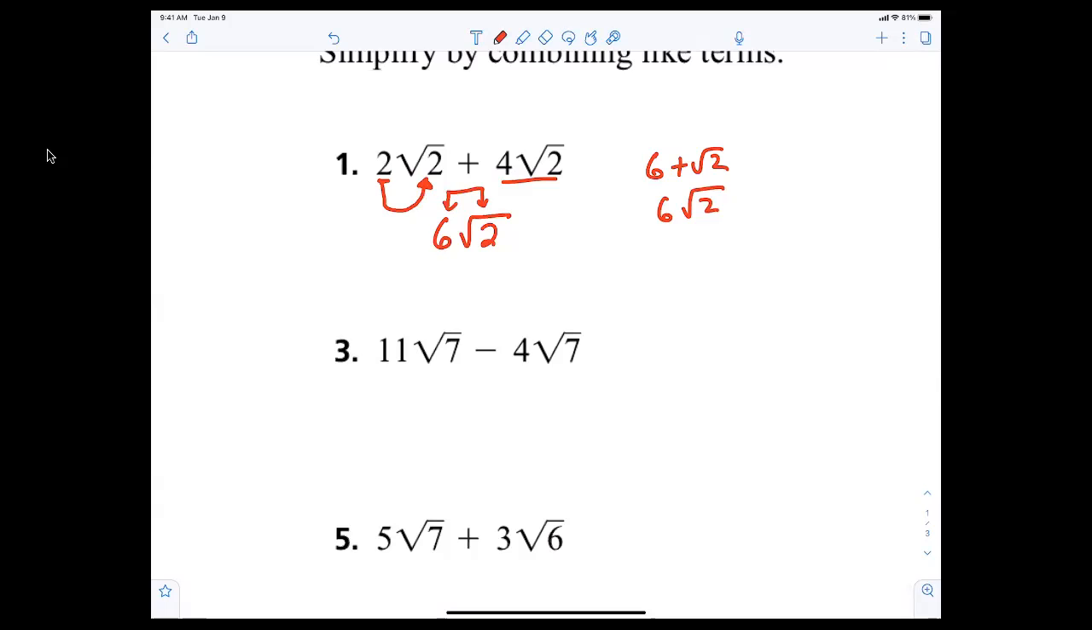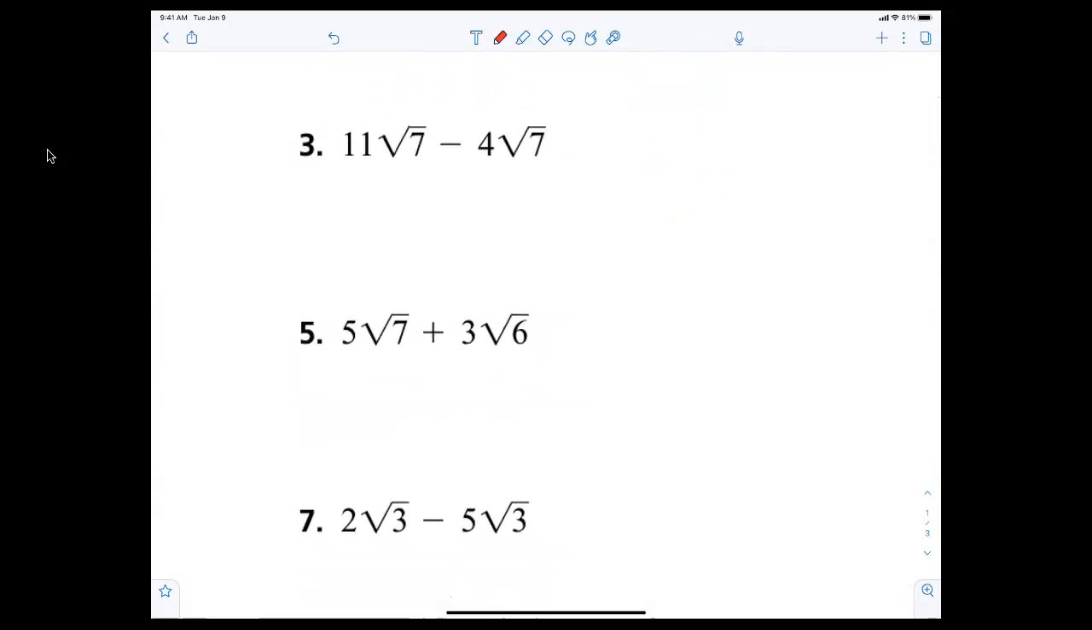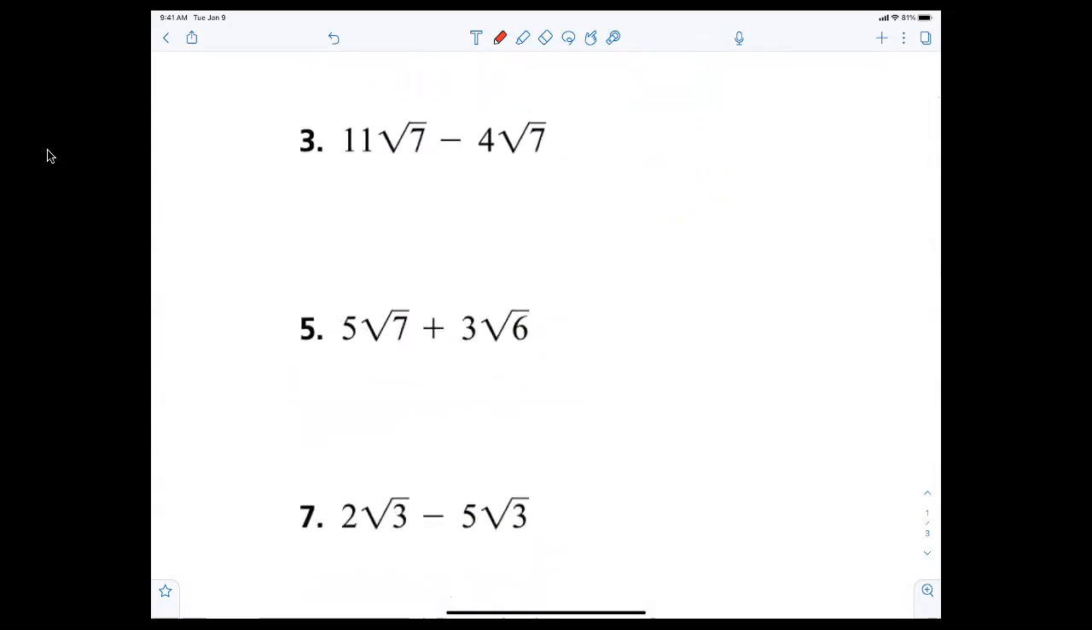So I always try to tell kids your radicals have the same properties as variables. 2 radical 2 plus 4 radical 2, it's really that simple. 6 radical 2. Easy. So here we go. William, number 3. That's it. 7 radical 7. That's all there is to it. Because the radical 7s are the same, you can add them together.